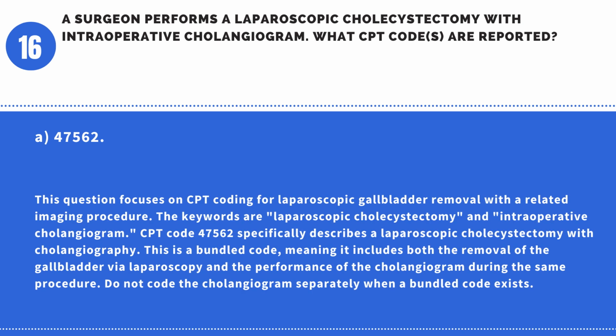Answer, A. 47562. This question focuses on CPT coding for laparoscopic gallbladder removal with a related imaging procedure. The keywords are laparoscopic cholecystectomy and intraoperative cholangiogram. CPT code 47562 specifically describes a laparoscopic cholecystectomy with cholangiography. This is a bundled code, meaning it includes both the removal of the gallbladder via laparoscopy and the performance of the cholangiogram during the same procedure. Do not code the cholangiogram separately when a bundled code exists.